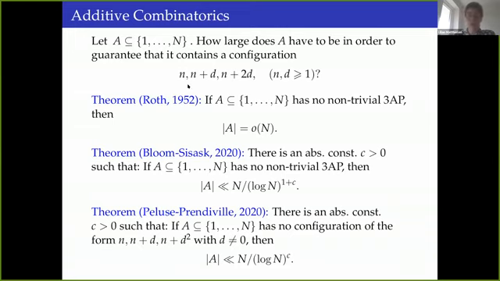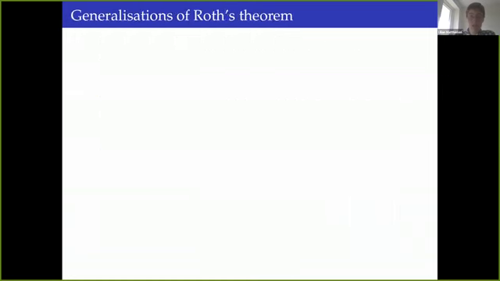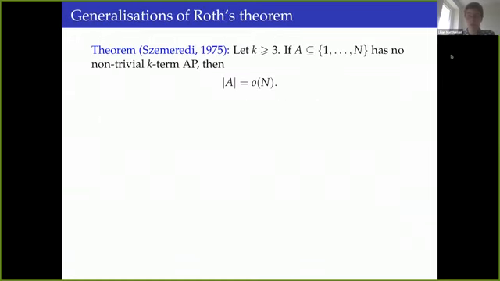Let's take a look at the other direction where you replace three-term arithmetic progressions by longer progressions. In this direction, Szemerédi proved in 1975 that the analogous statement to Roth's result holds. So if you take any k larger or equal to 3, then a subset of the integers that has no non-trivial k-term arithmetic progression has size at most little o of n.